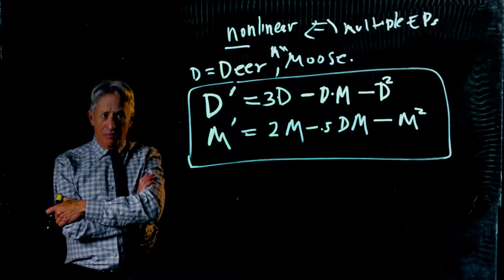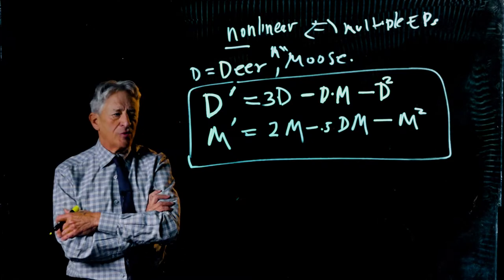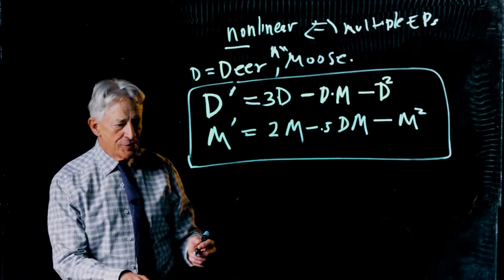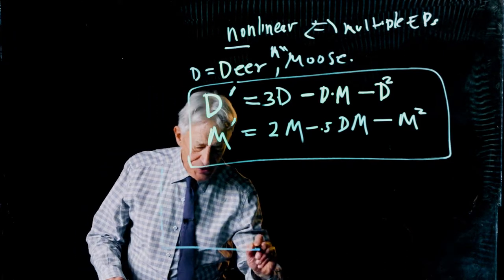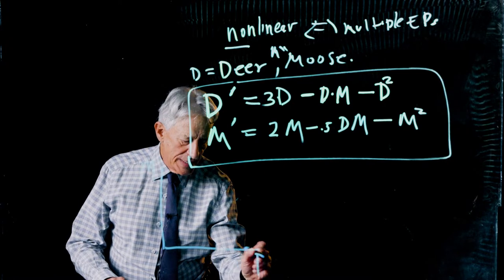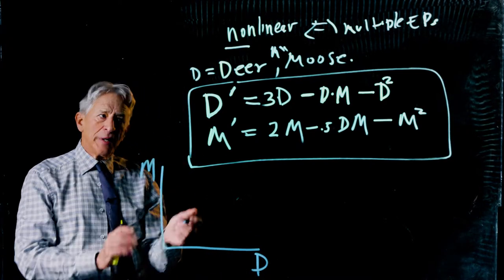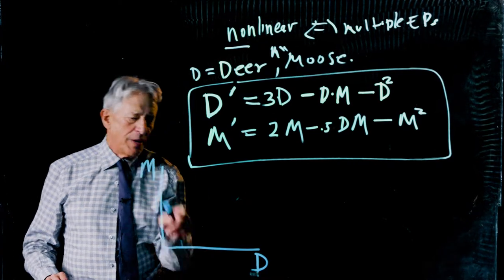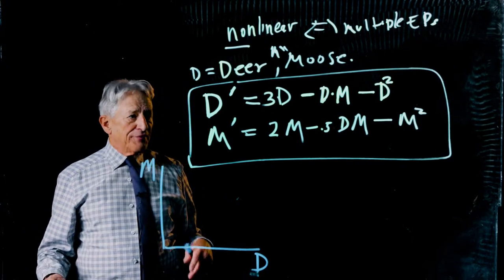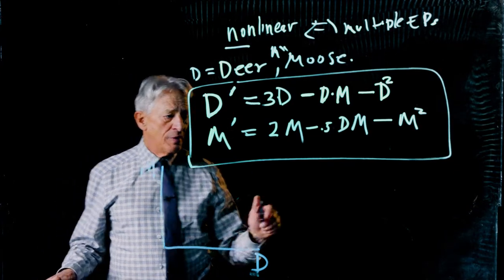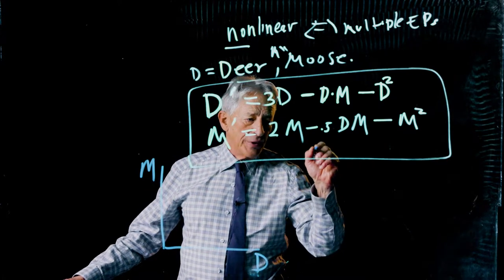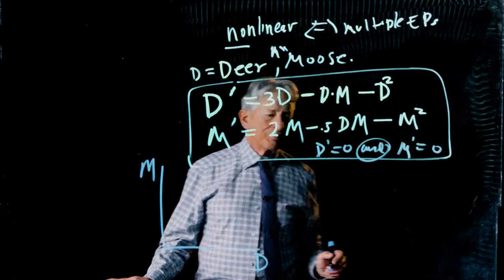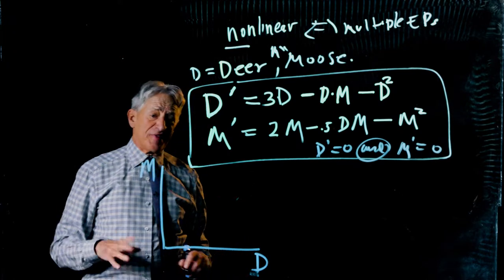And now the question is, what is that going to predict? What kind of behavior do these differential equations predict? So the first thing we do, as always, is we draw our state space, which I'm going to draw as MD space in the positive quadrant only, because these are animal populations and negative values don't make sense. So we're in the MD positive quadrant. And now we have to find the equilibrium points. And the definition of equilibrium point is D prime equals 0 and M prime equals 0. So we have to solve these two equations simultaneously.